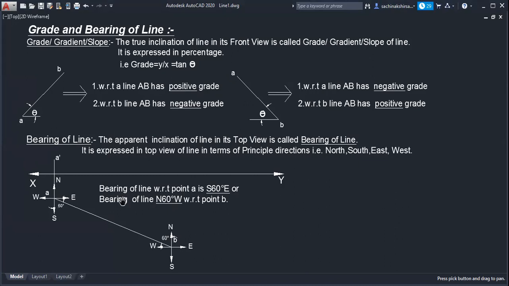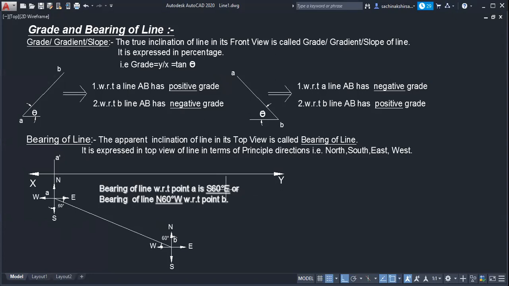Indirect beta. Indirect beta, because we cannot say bearing directly as beta. Bearing is always mentioned with respect to the vertical, but that beta is with the horizontal.